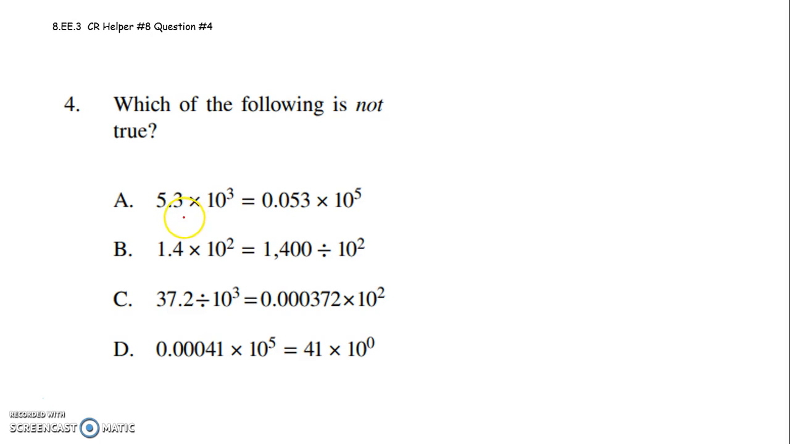I'm probably going to put them in, like this first one, I'm going to put in scientific notation. So let's look at letter A. For letter A, this side is in scientific notation. I'm going to choose to put that in scientific notation. So one side's already in scientific notation, so I'm going to take this number, 0.053 times 10 to the 5th. I'm going to use my good friend Lars.